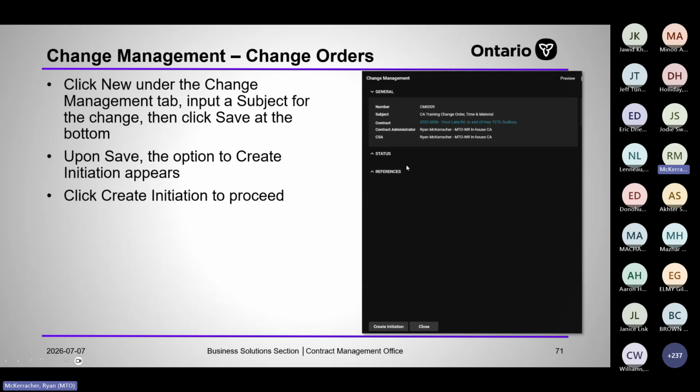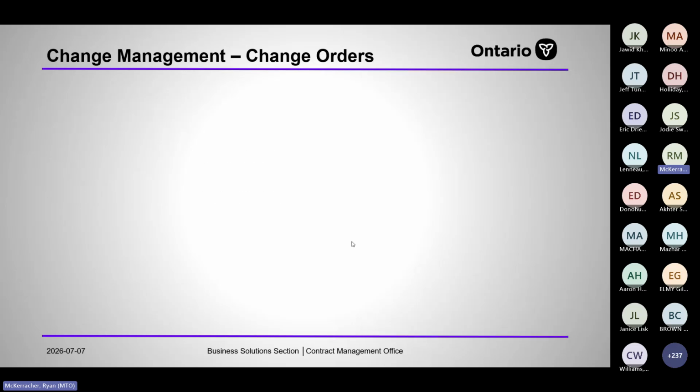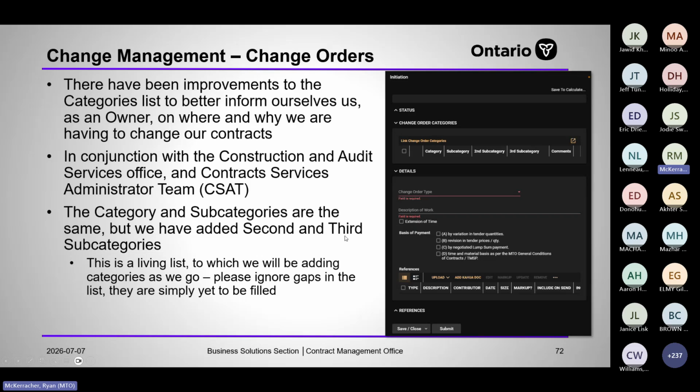So you click new under the change management tab, and then create a title, and then create initiation. There have been improvements to the categories list, so we've bolstered them greatly. There's now first, second, and third subcategory categories. So we went a little crazy with it, but we're trying to better categorize our changes to understand trends in why we're changing things so much.